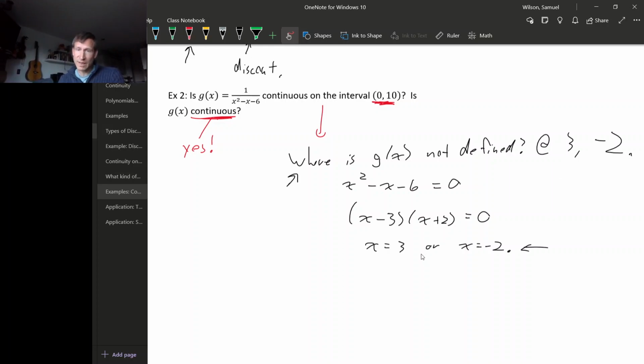Okay. Now back to the original question. The original question was, is this function continuous on the interval from 0 to 10? In other words, is this function continuous at every x value between 0 and 10? Well, clearly not, because we just said there's a discontinuity at 3. So the answer to this question is no, because there is a discontinuity at 3.